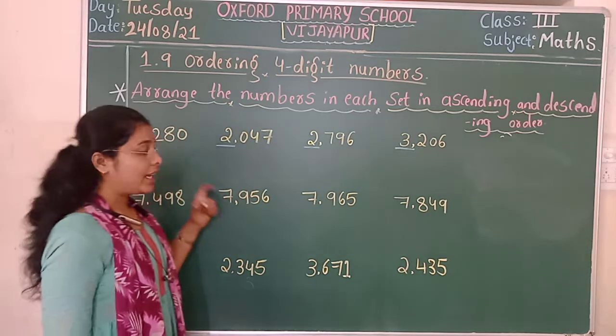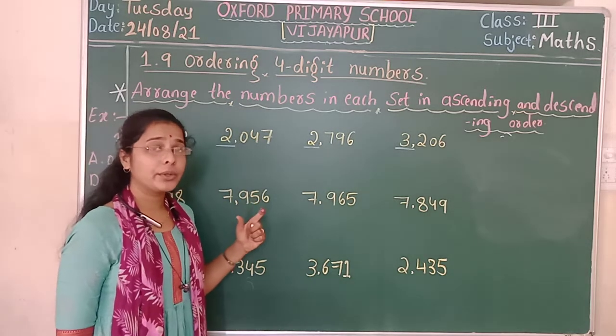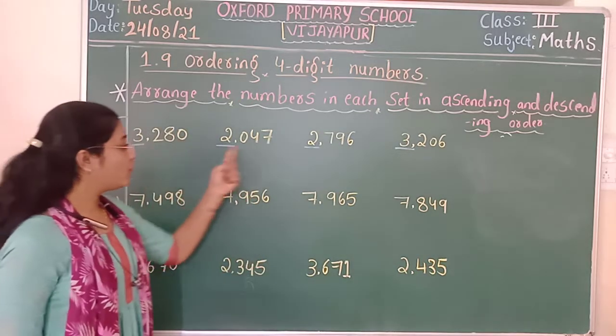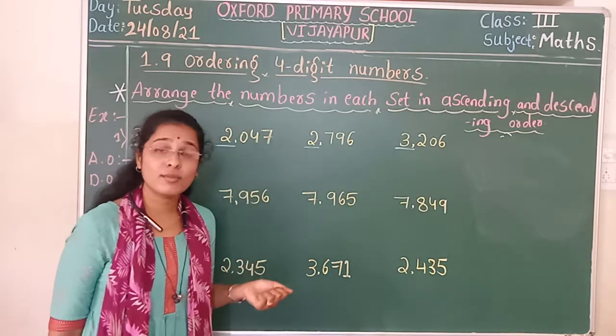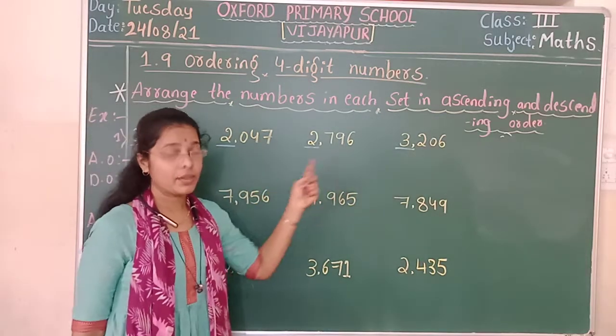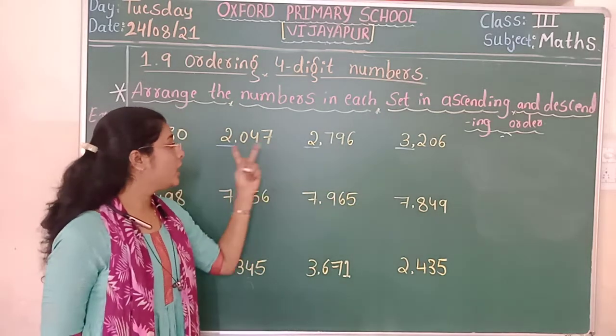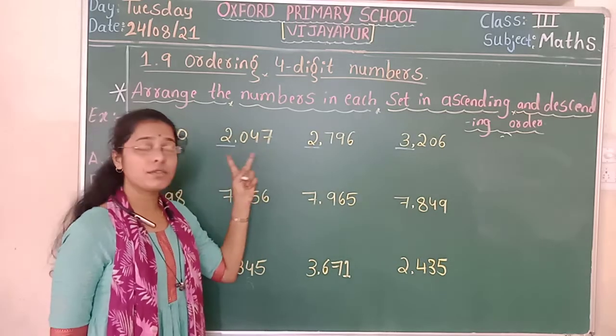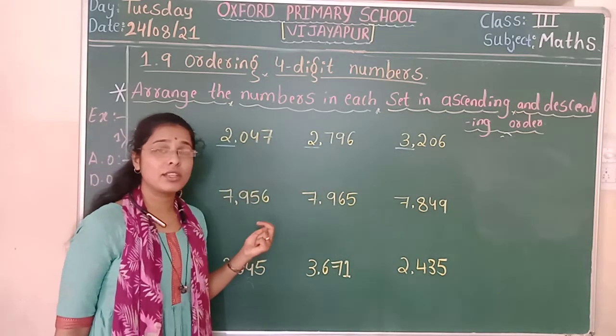While arranging in ascending order, what do we have to do? First, we have to identify the smallest one. In these 4 numbers, which is the smaller number? Number 2 is the smallest one. But we have 2 as the first digit in both numbers.